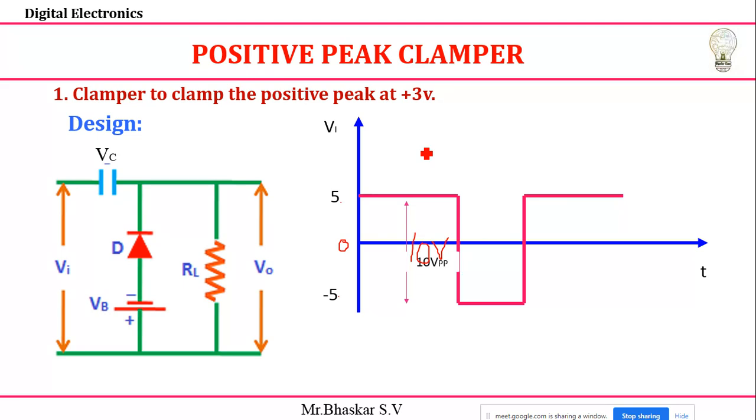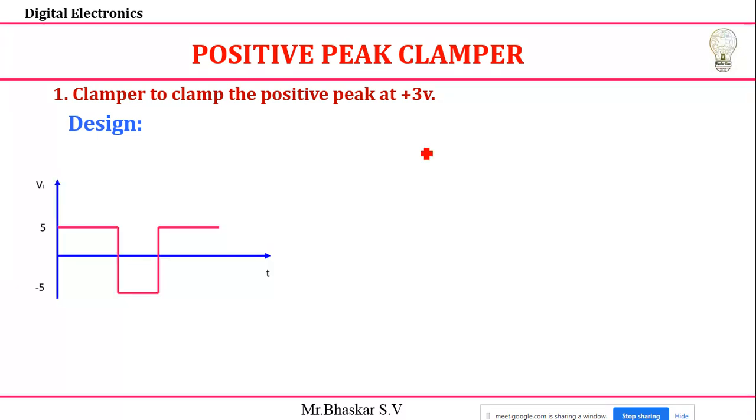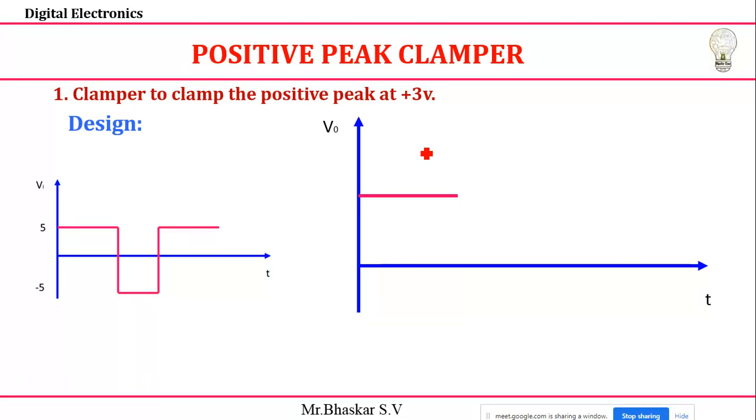This is a 10 volts peak to peak signal. So what I'm going to do is shift the waveform. The positive value instead of 5 volts, I add plus 3 volts and it becomes 8 volts. I'll get the waveform as it is.